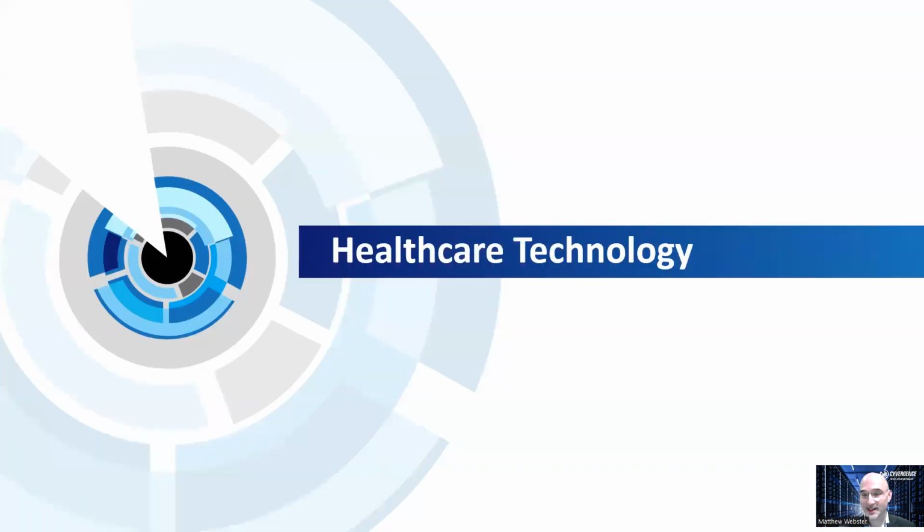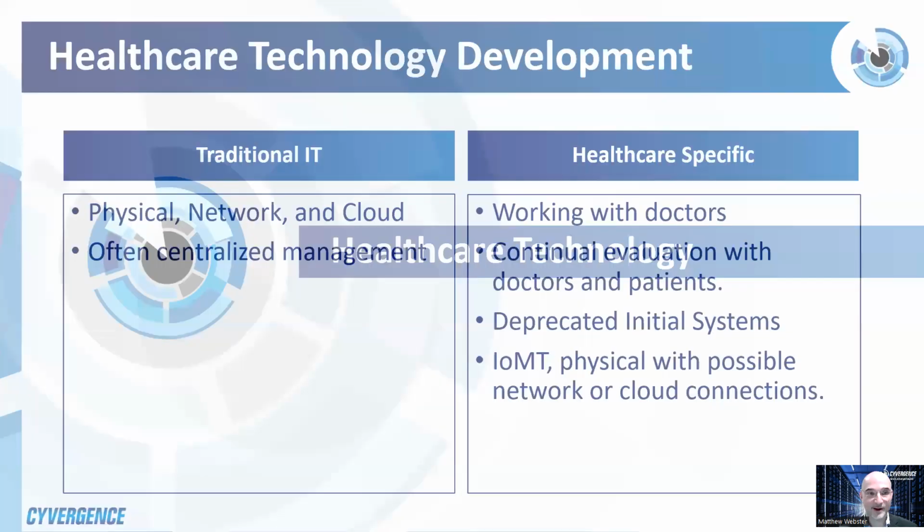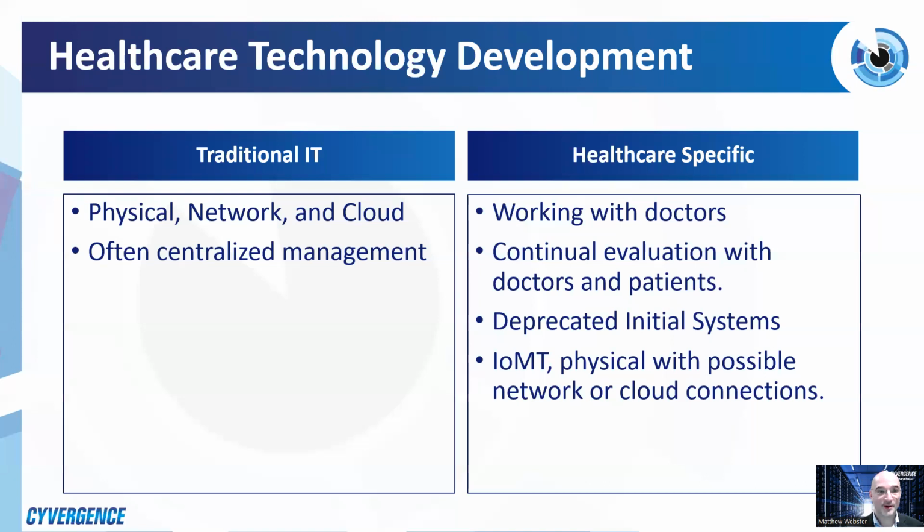So let's take a look at the technology for healthcare. There are traditional systems, often we're used to it. Many of you are familiar with it. There are some physical systems, networking systems, cloud systems, centralized management, a lot of the standard stuff that you would expect to find in a traditional organization. Everybody's got a server and a workstation and email and some stuff like that. These are pretty traditional across the board.